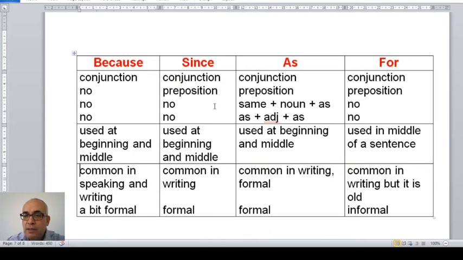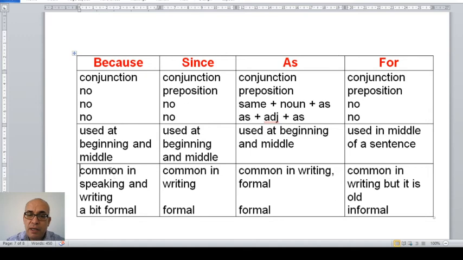Because, since, as, we can use them at the beginning or middle of a sentence. For, we can only use for in the middle of a sentence. So this is something different between for, as, since, and because.